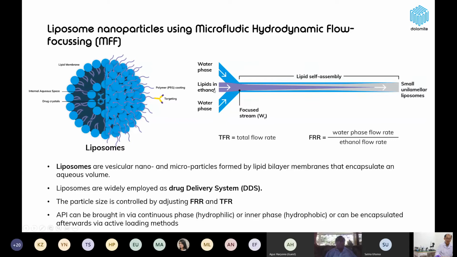So we pump the interface lipids in ethanol, and the outer phase is water or the buffer solution with the surfactant. In this case, the size can also be controlled by the flow rate ratio and the total flow rate. And the API can be dispersed in the continuous phase in the case of hydrophilic, and in the interface in the case of hydrophobic, or can be encapsulated afterward by active loading methods like the traditional method.